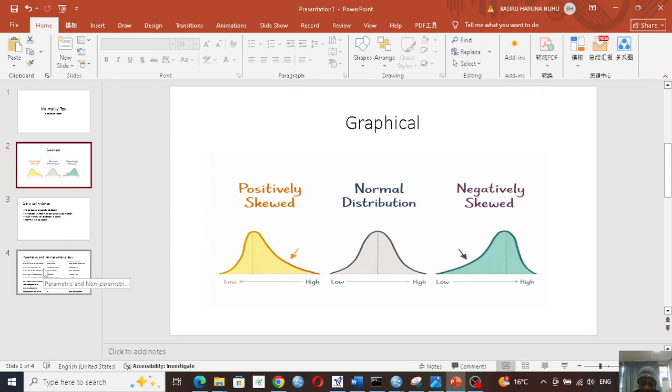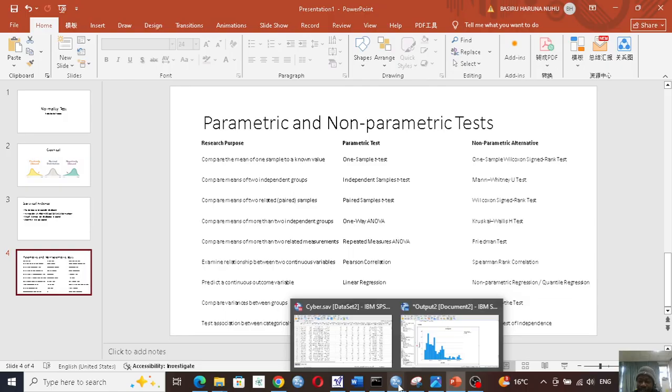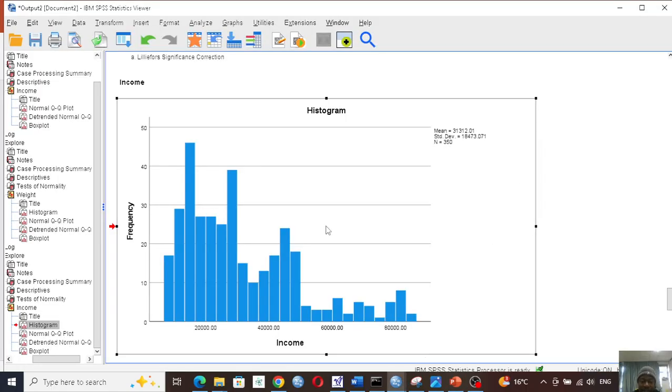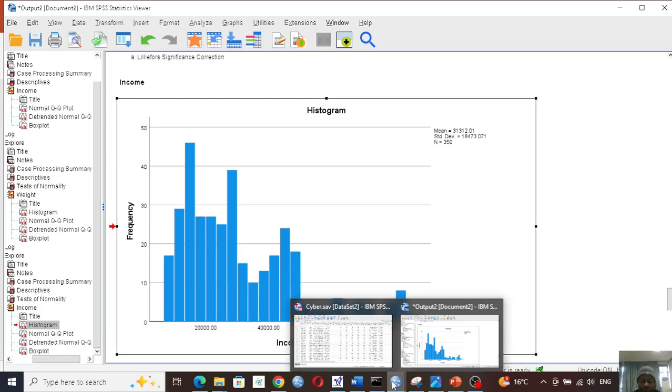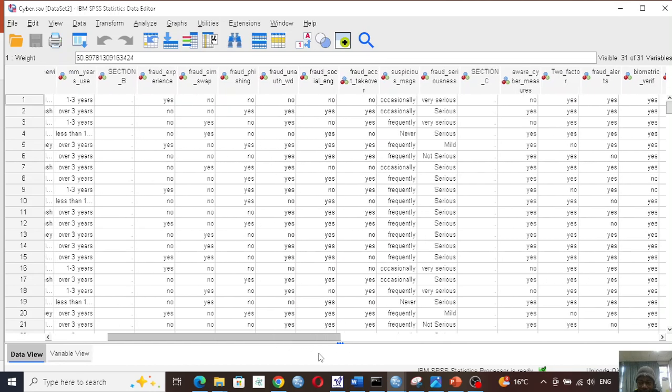And for that matter, if these are your objectives, you have to perform a non-parametric test within this particular range. So that is basically what the normality test is about. So now let's also perform the test for weight to see if it meets the normality assumption or not.